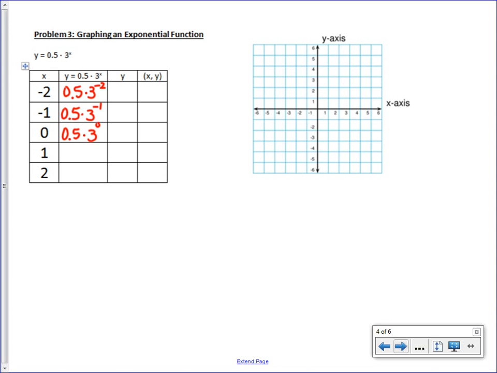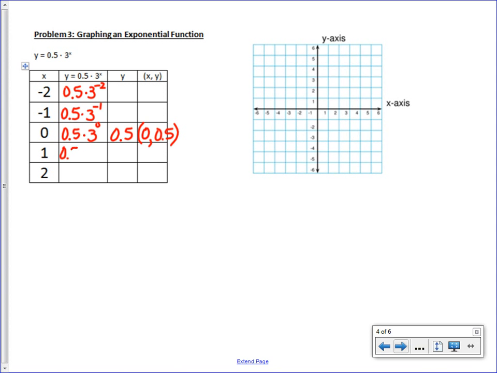And that one is easy for us to go ahead and evaluate. We know that 3 to the 0 power is 1, and 5/10 times 1 would be 5/10. So we have the ordered pair, x is 0, y is 5/10.